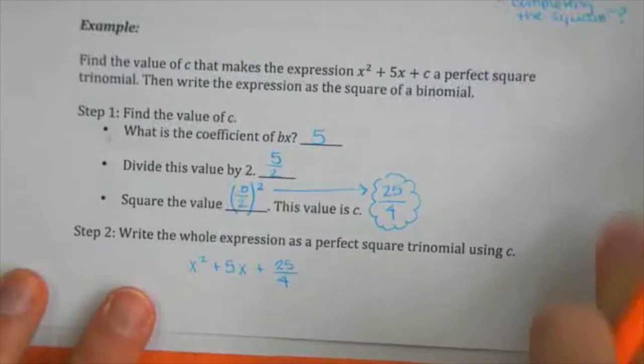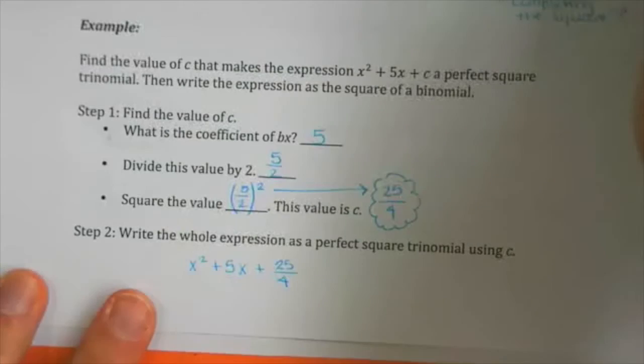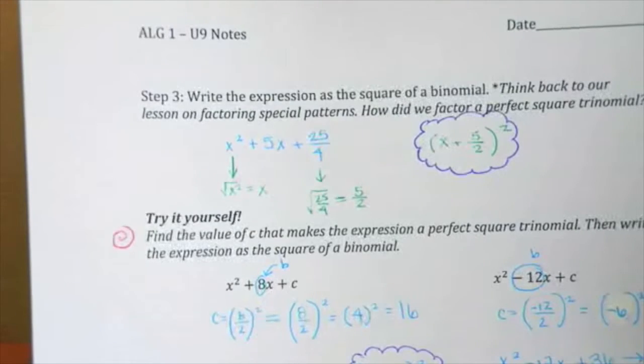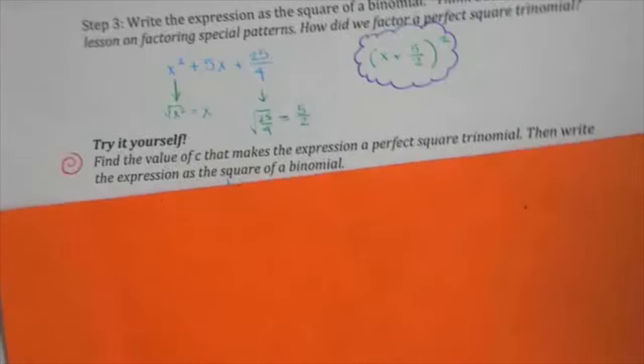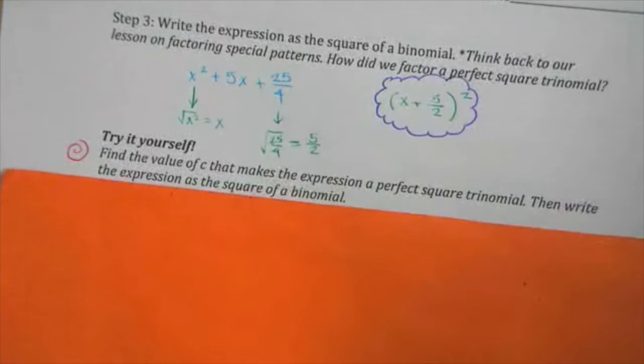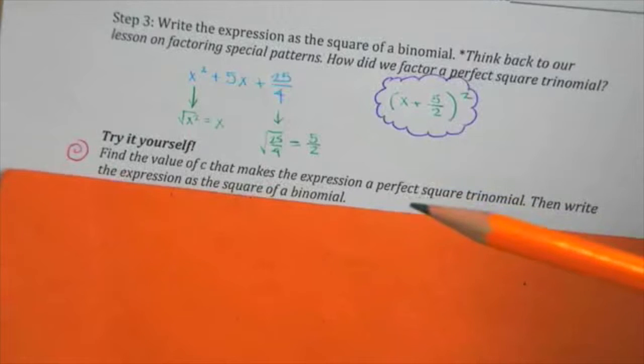All right, flipping on over. And if you need to pause the video at any time, please do so. All right, step 3 is we're going to write the expression as a square of a binomial. So think back to our lesson on factoring special patterns. How did we factor a perfect square trinomial?